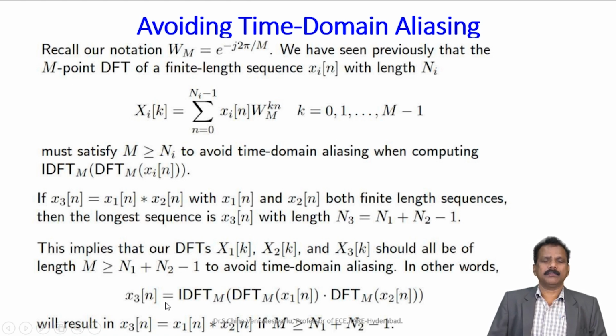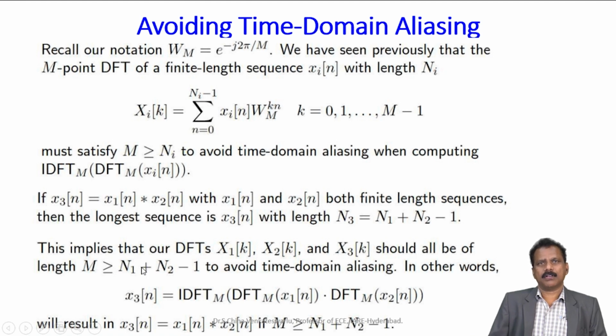x3 of n is equal to the inverse discrete Fourier transform M of the DFT M of x1 of n times the DFT M of x2 of n. This will result in x3 of n equal to x1 of n convolved with x2 of n, if this condition is applied: M greater than or equal to N1 plus N2 minus 1.